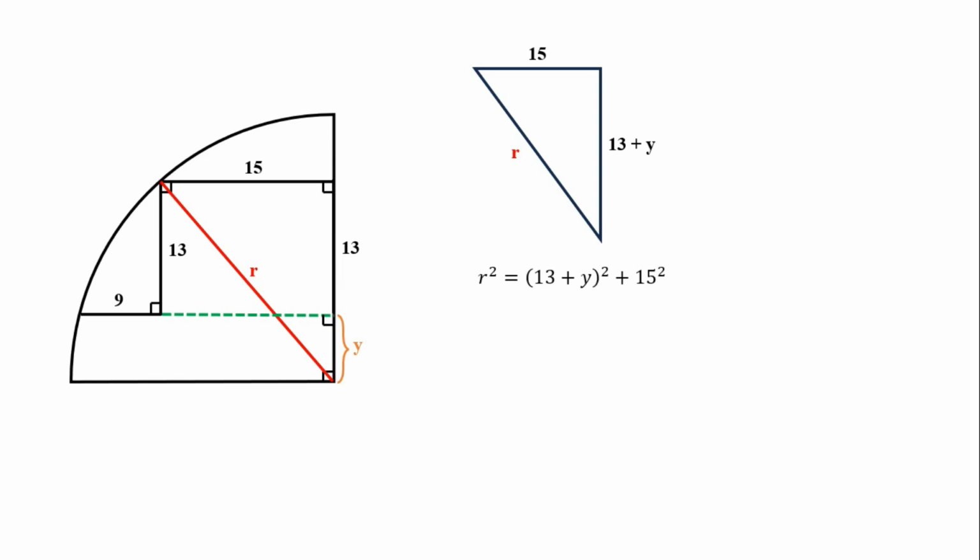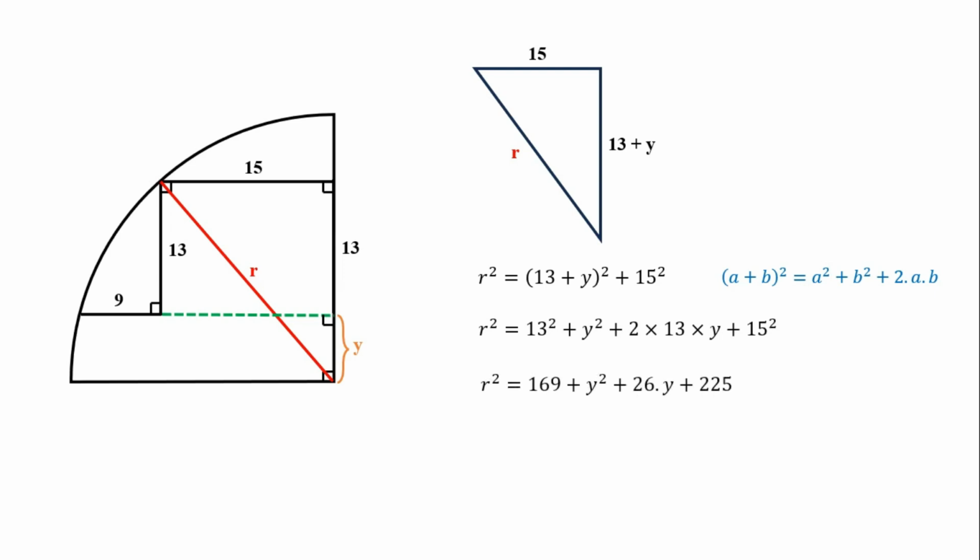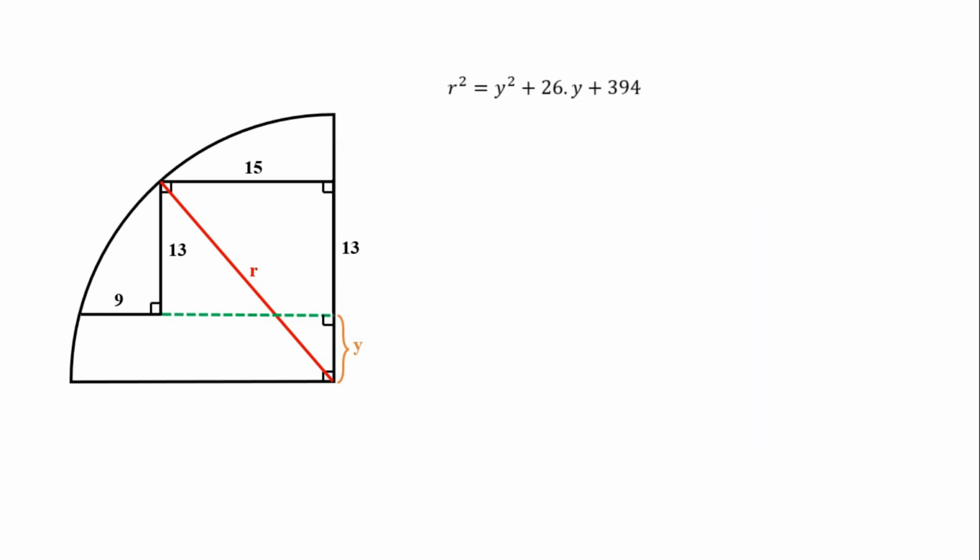Now let's expand the quantity 13 plus y, all squared, using the identity (a plus b) all squared equals a squared plus b squared plus 2ab. After simplifying, we get r squared equals y squared plus 26y plus 394. Now we have one equation but two unknowns, so we need another equation.